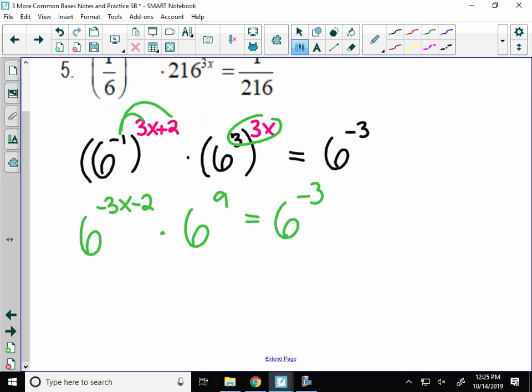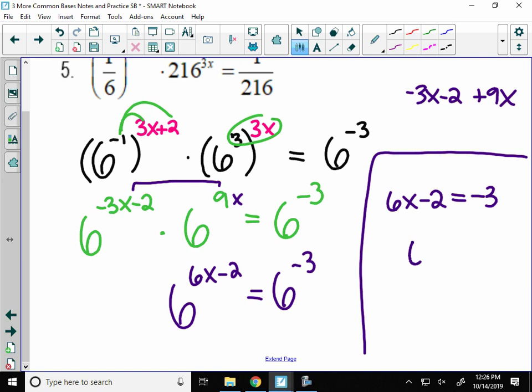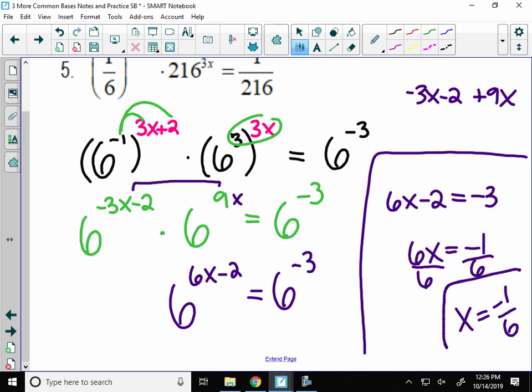So what do I have to do on the left before I can set things equal? I add them. So I have, oh, I lost my x here. Sorry. So I have negative 3x minus 2 plus 9x. What's the exponent? What's negative 3x minus 2 plus 9x? Yeah, 6x minus 2. Equals negative 3. So then, at the same base, I set the exponents equal. So I add 2, and I get 6x equals negative 1, and divide by 6. Seeing the patterns a little bit, some of us, hopefully.